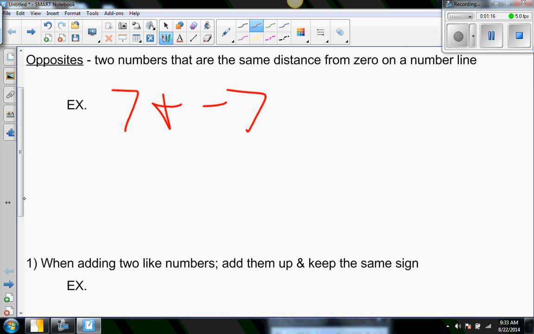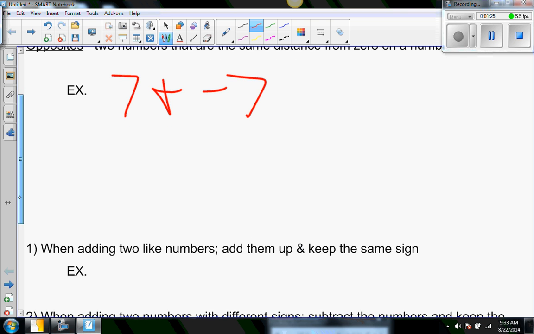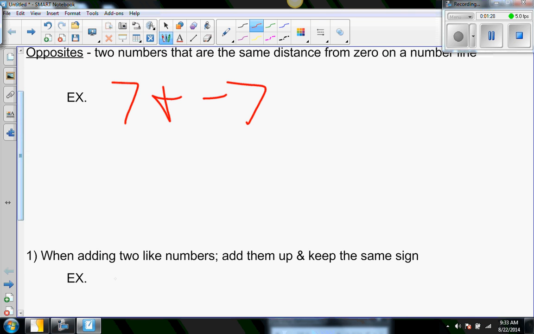So here's one of our rules. When adding two like numbers, meaning they're both positive or both negative, you add them up and keep the same sign. So for example, if I have a -7 and a -3, they're both negatives, so I can just add them up and it becomes a bigger negative, -10. If they were both positives, you would just add like normal. 7 and 3 is 10.